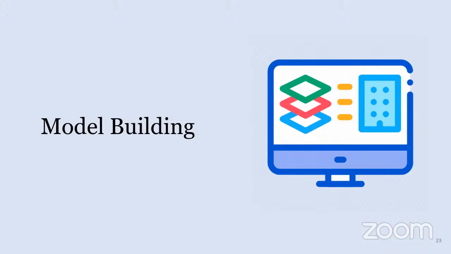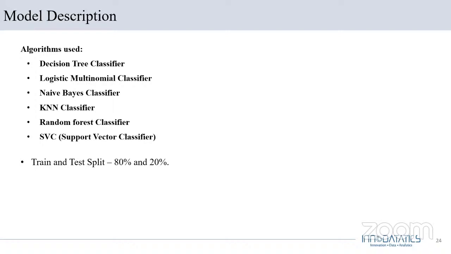Now I am going to present the model building. As per our dataset, we have selected the classification type of supervised learning algorithm. Here are some of the models that we used: decision tree classifier, logistic multinomial classifier, Naive Bayes classifier, KNN classifier, random forest classifier, and SVC, support vector classifier. And we have taken the train test split as 80 and 20%.